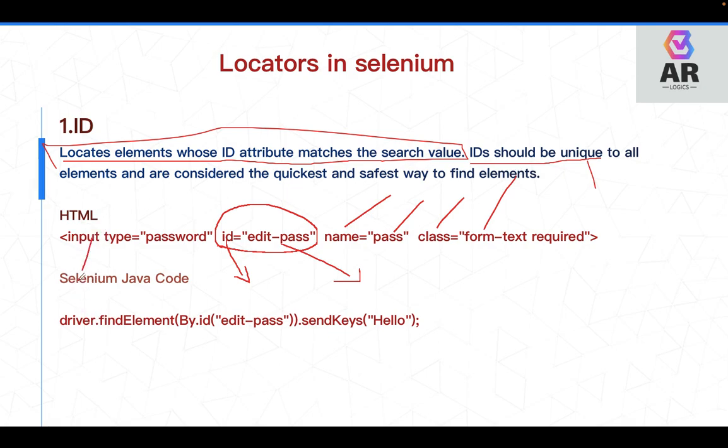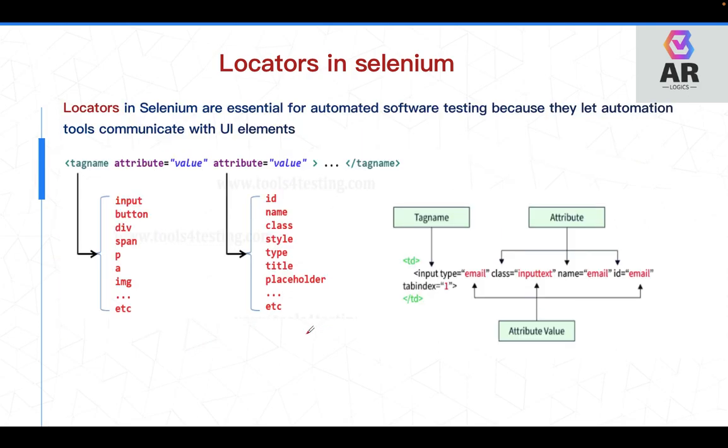See how to write it using the ID. driver.findElement: findElement finds a single element, which I already explained in the previous class. By is the class, then ID in small letters: the ID attribute, and this is the attribute value.